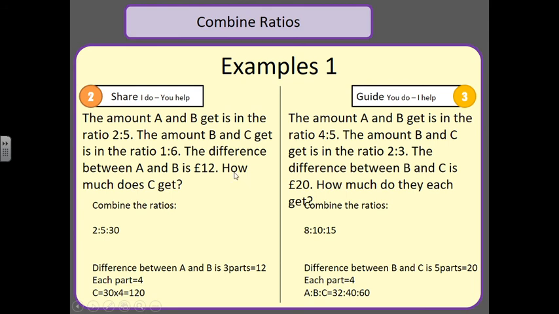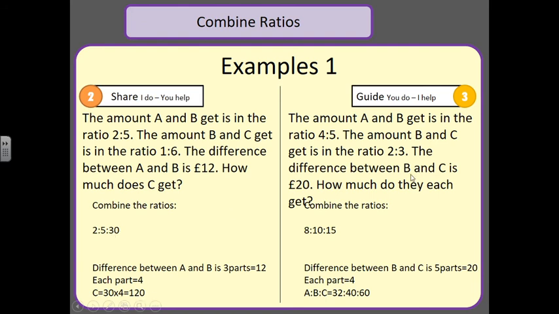And now the new part is that the difference between A and B is 12. So there's 3 parts difference between A and B. So those 3 parts are worth 12, meaning that each part is worth 4. So if each part's worth 4, C gets 30 times 4, which is 120.